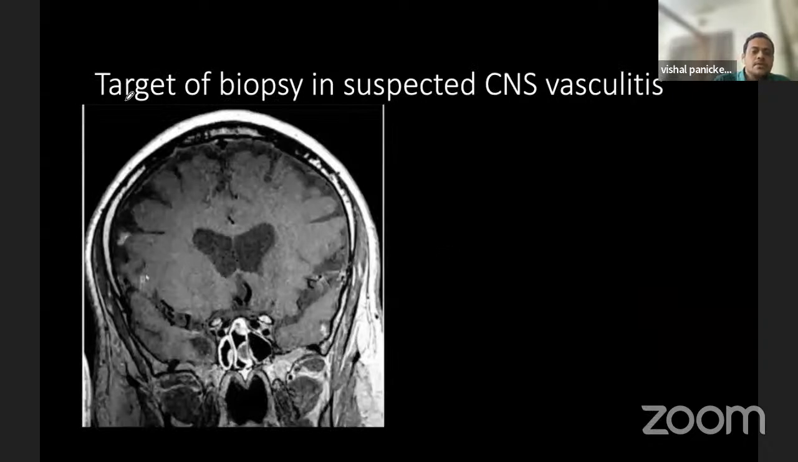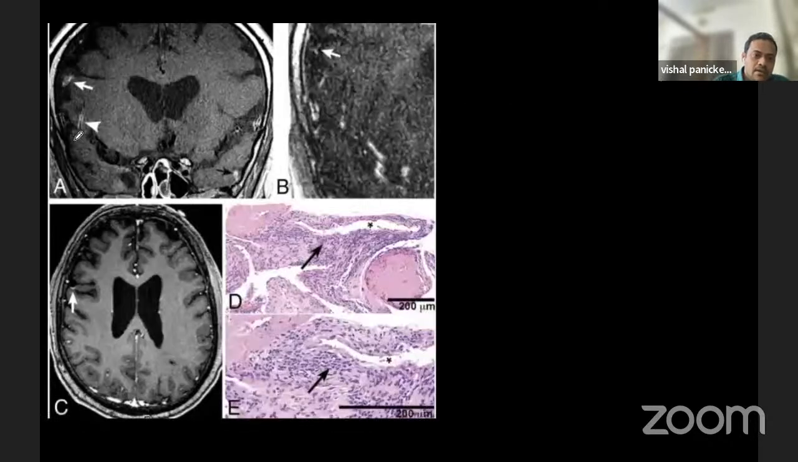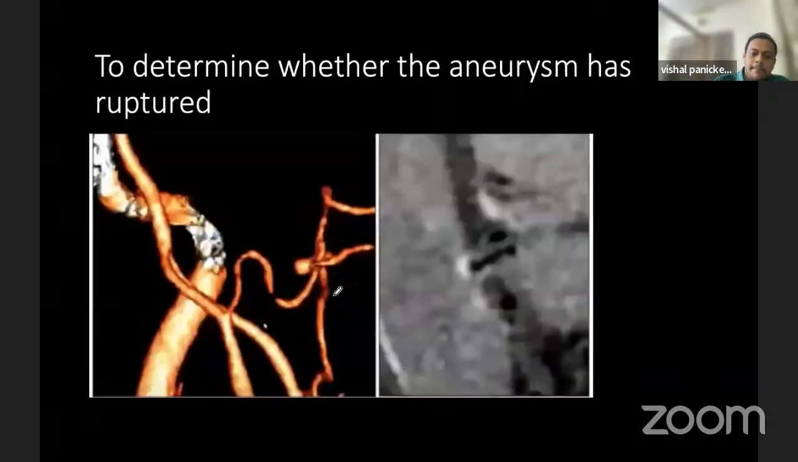It can also be used as a target for biopsy in suspected CNS vasculitis. This is a patient with CNS vasculitis, and here there is a vessel wall hyperintensity on vessel wall imaging, and this patient underwent biopsy from the targeted site, which was suggestive of vasculitis. There will be intramural inflammatory cell involvement, and this can lead to a gold standard diagnosis by biopsy.